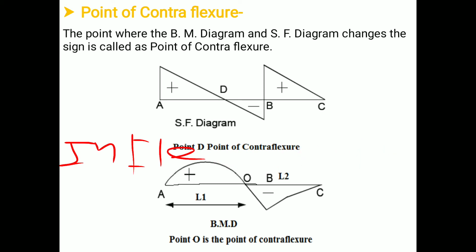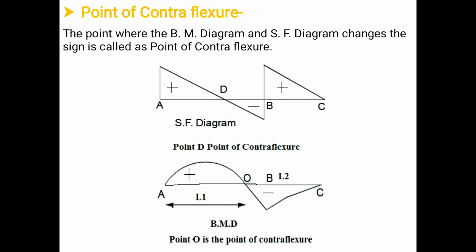Now what does the point of contraflexure mean? Remember that in the case of an overhanging beam, the portion of the beam between the two supports sags due to the bending moment, whereas the overhanging portion hogs due to the bending moment. The bending moment thus changes from sagging to hogging, and at the point of zero moment the bending moment changes its sign. As it changes its sign, the curvature also changes its sign. This is called the point of contraflexure.